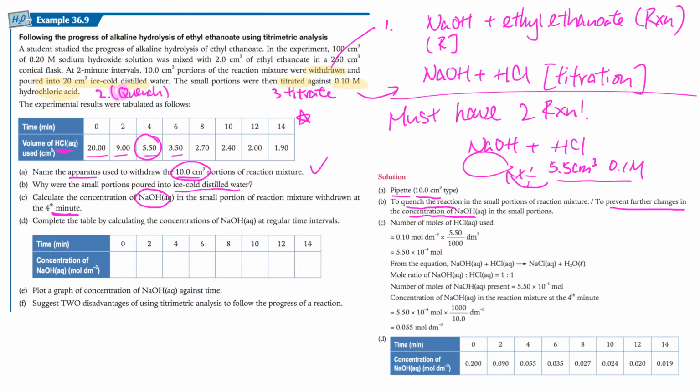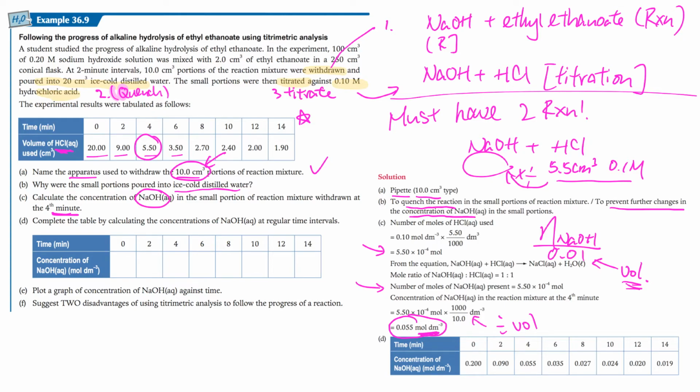And because it is in a 10 cm cube portion, after we got the number of mole of NaOH, we divide it by 0.01. This is the volume of the reaction mixture. So this is the concentration. Got it? So MV, find out this one, mole ratio, find out this one, divided by volume. So you have 0.05 mole per dm cube. I prefer to always have mole per dm cube, especially in the rate chapters.